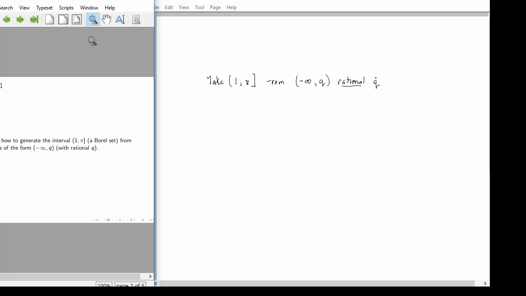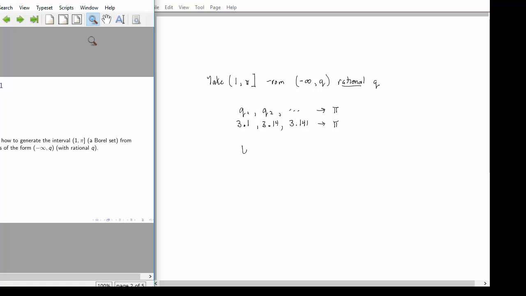Okay, the first problem is that the right endpoint is pi, which is not a rational number. And here's how I'm going to solve that problem. I'm going to form an increasing sequence of rational numbers that converges to pi. And the obvious way to do this is to take q1 equals 3.1, q2 equals 3.14, q3 equals 3.141, and so on. Better and better decimal approximations to pi.